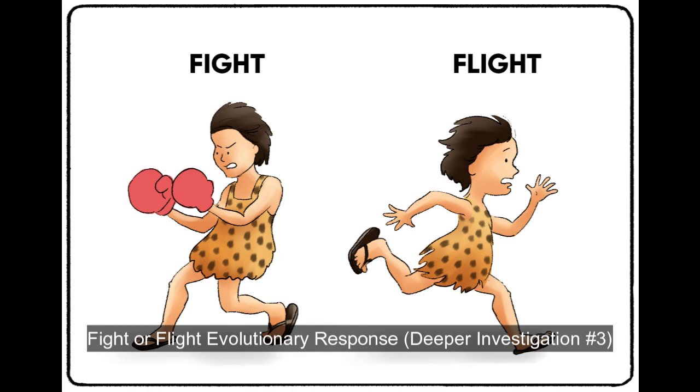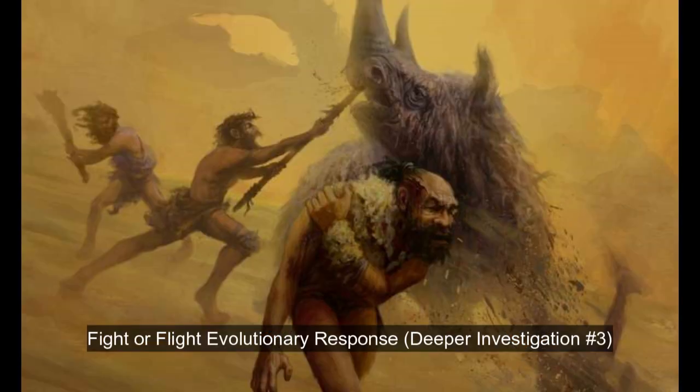The fight or flight response is an evolutionary adaptation that developed over millions of years in response to survival challenges faced by our ancestors. Early humans and their predecessors encountered frequent threats from predators and hostile environments, making it crucial to have a rapid and effective response to danger.